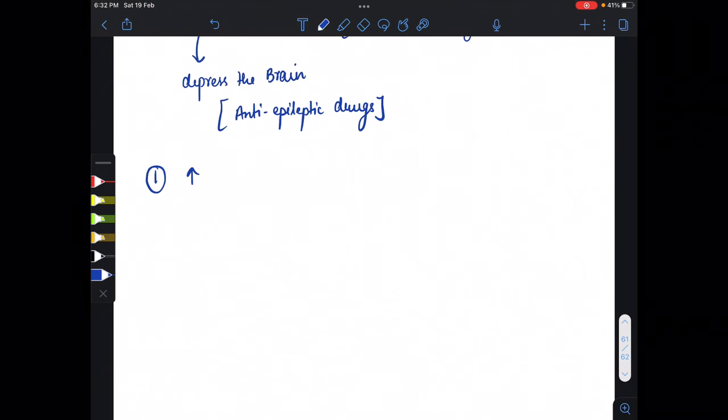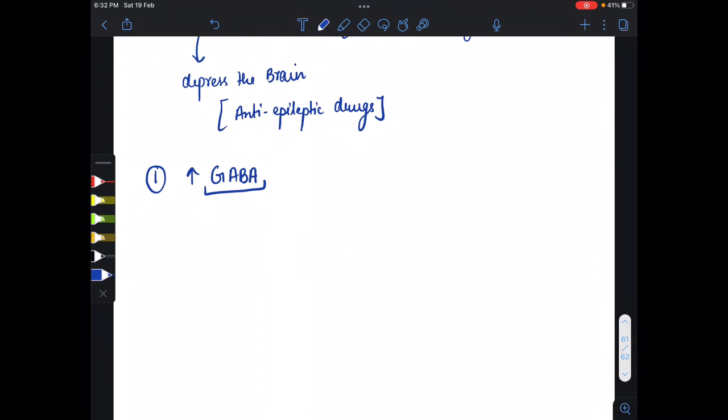In the anti-epileptic drugs, some act on excitatory neurotransmitters and some on inhibitory neurotransmitters. GABA is an inhibitory neurotransmitter. If we increase the GABA, that will depress the brain, so we have to increase it. Second, there is glutamate. Glutamate is an excitatory neurotransmitter. For epilepsy we have to depress the brain, so it means we have to decrease the glutamate neurotransmitter.